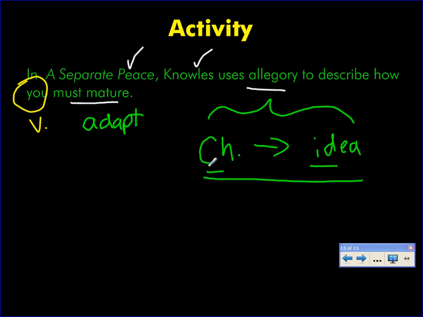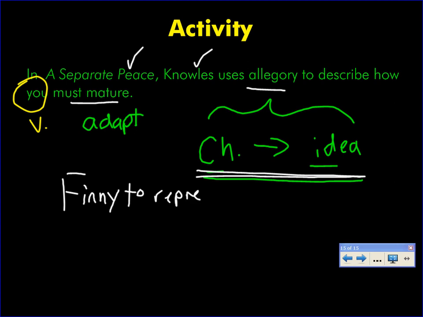Shelby. Mine was going along with Jake's, but I was kind of just based on allegory, so I would. Well, let's stay on allegory. Come on, folks. It's right up there. The framework's right there in front of you. Tori. There you go. Finney to represent childhood. Perfect.